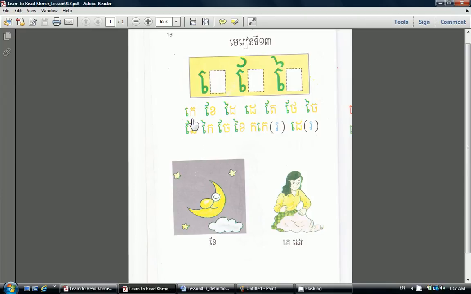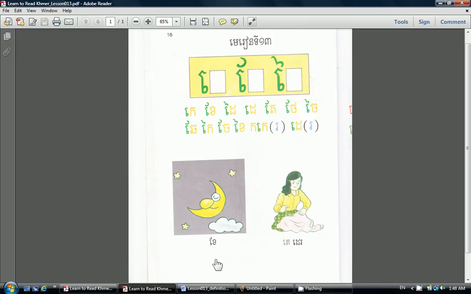Ko srak ke, khaw srak khai, do srak dai, do srak de, thaw srak tai, thaw srak thai, chaw srak chai, ko srak kai, ko ke, which means to gnaw. Okay, do srak de, which means to sew or to stitch.